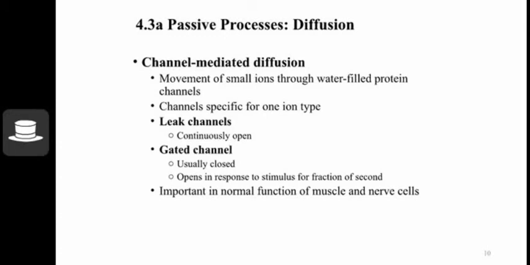Gated channels are channels, but they're usually closed. Just like the name says, they've got a little gate on them that we can open or close according to different signals in the body. And this is really, really important for when we start talking about how the brain works and how muscles work. We're going to talk a lot about gated channels and what triggers them to open and what moves through them. But what's causing the molecules to move from one side to the other, again, is just going to be a concentration gradient, just diffusion. But what allows them to go through is going to be these protein channels.